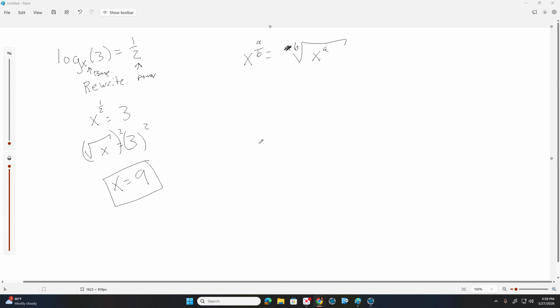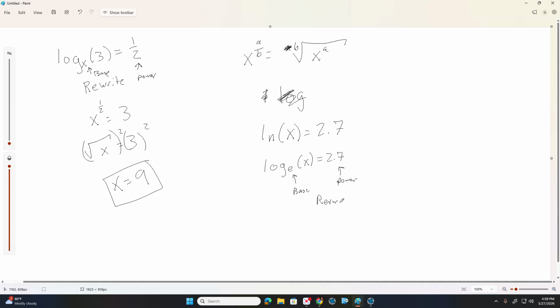Let's take a look at another log type question. Let's try to solve log base, or let's do some ln. ln of x equals 2.7. Remember, ln is log base e. There's our base. There's our power.